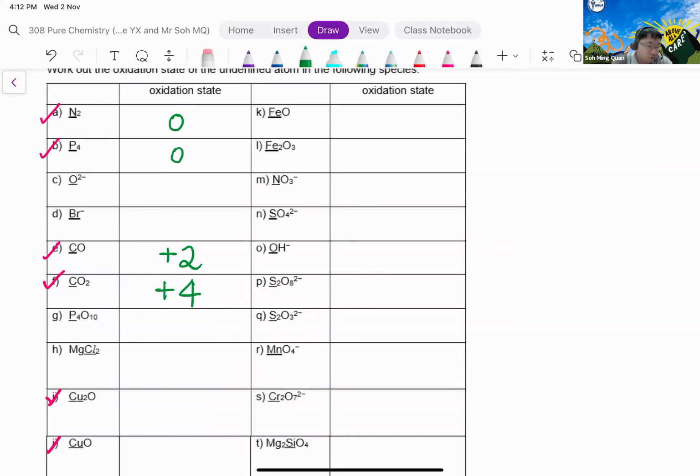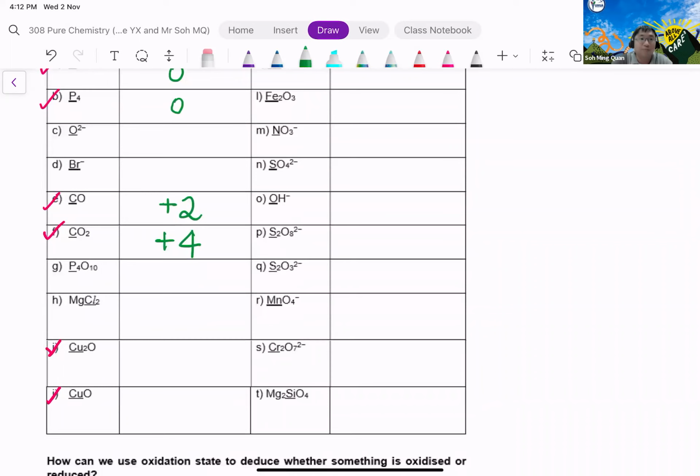Then now we go on to Cu2O and CuO. First one, Cu2O. What's the oxidation state of copper in Cu2O? Okay, Andre.